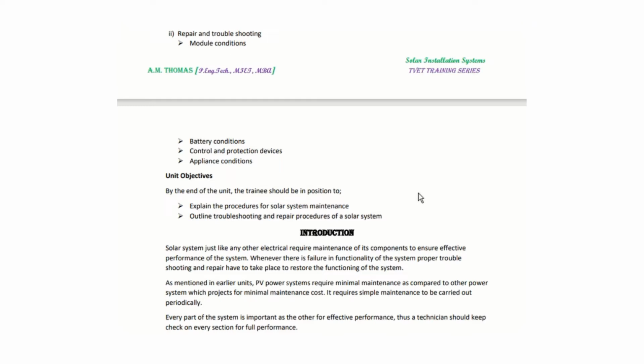And when we talk about a solar system, we are looking at the entire connection from the panels which are on the rooftop, going to the battery, charge controller, inverter, and then taken to the load. That is the main purpose, that you want to supply energy to the client.